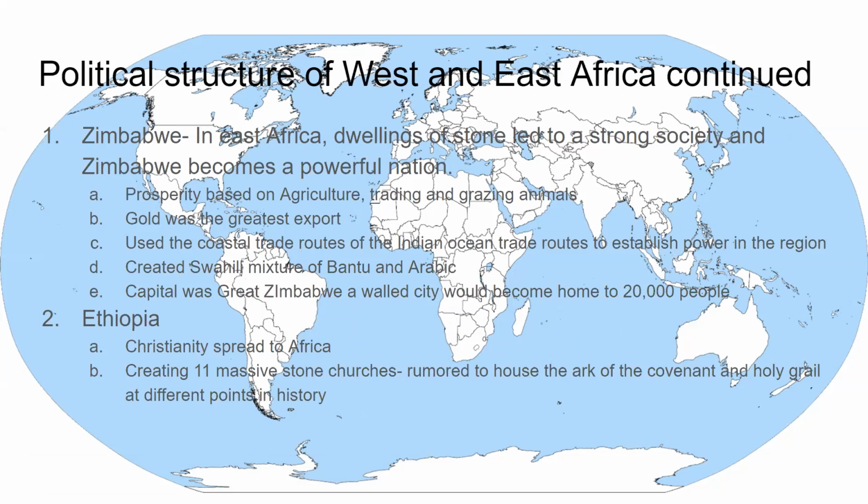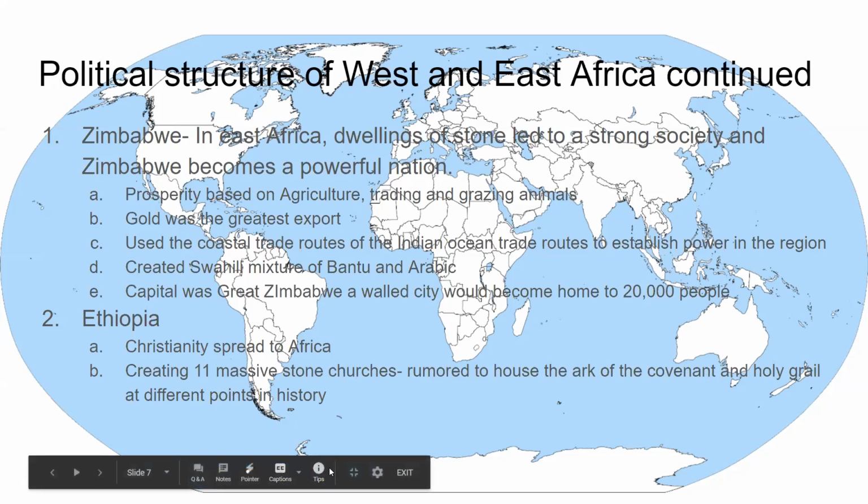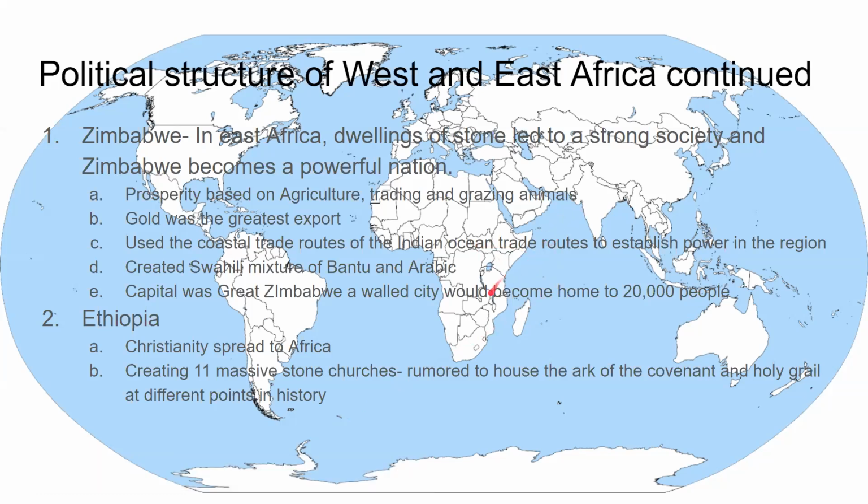All right. They are prosperous in agriculture, trading, grazing animals. However, gold is Zimbabwe's greatest export. They were able to establish trade in the Indian Ocean Trade Center, which is this area here, right? This is the Indian Ocean. Here is the trade area that they exist in, right?